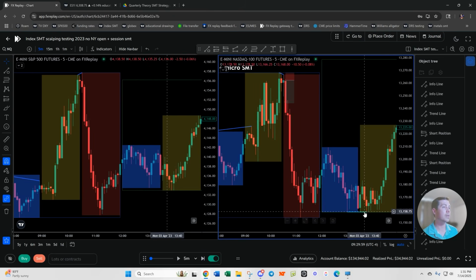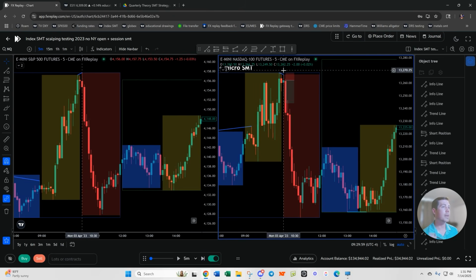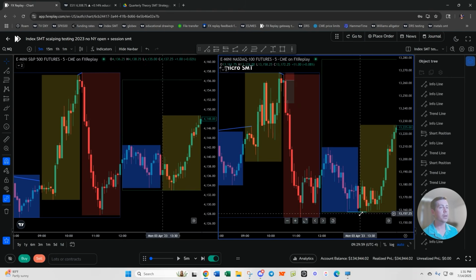I wouldn't have been interested in longs given the high time frame bearish sentiment, but if we would have had a trigger here, this isn't a long I would have wanted to take because of these relative equal lows, if that makes sense.